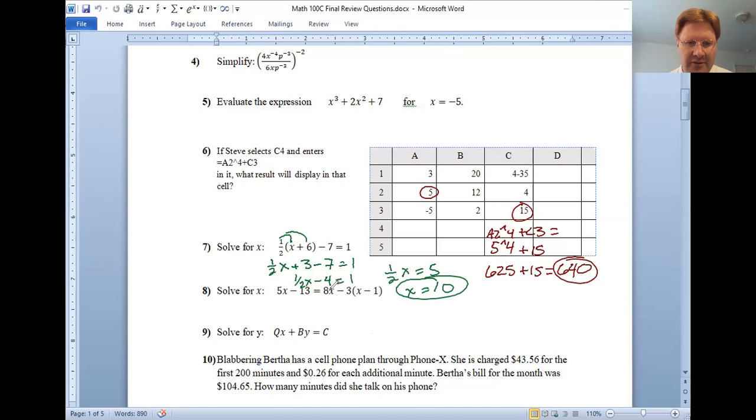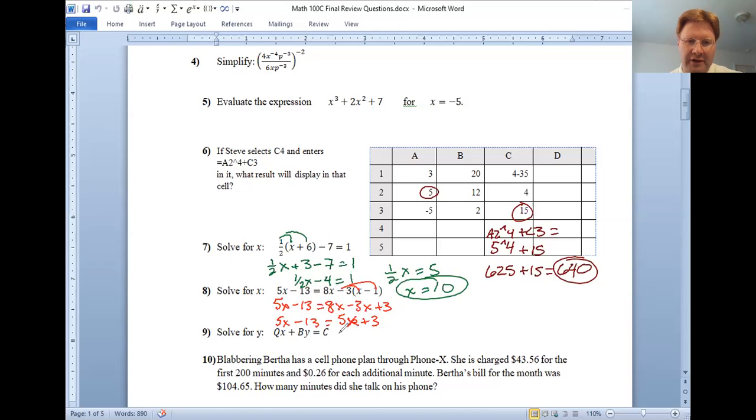5x minus 13 equals 8x minus 3. Going to jump that guy in. 5x minus 13 equals 8x minus 3x plus 3. 8x minus 3x is 5x. So let's write that all out. 5x minus 13 equals 5x plus 3. Okay, that kind of smells funny right there.